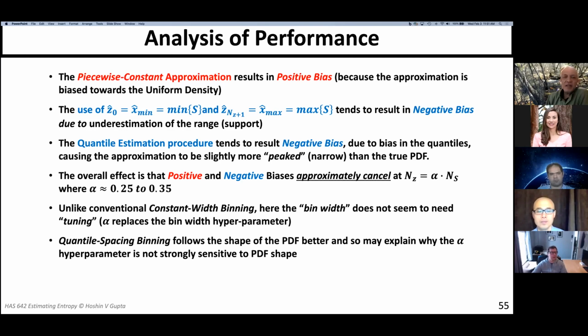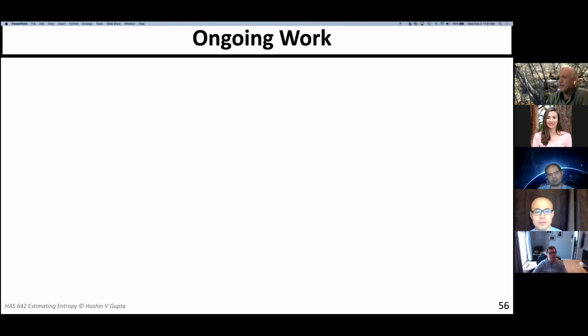The main argument, I think, for why it works is that quantile space binning follows the shape of the PDF better. And this, I think, explains why alpha as a hyperparameter is not so strongly sensitive to the PDF shape. That's my intuition on that, but I'd be happy to hear other people's opinions about that.